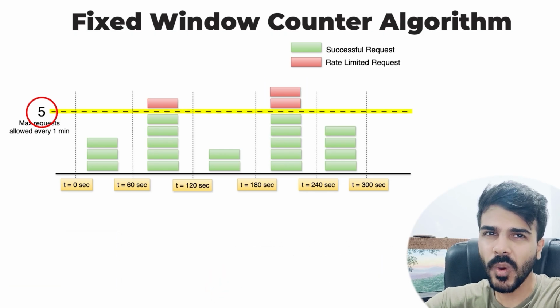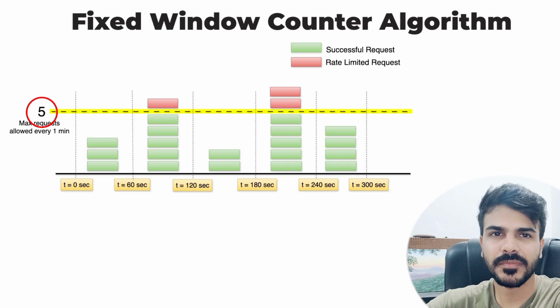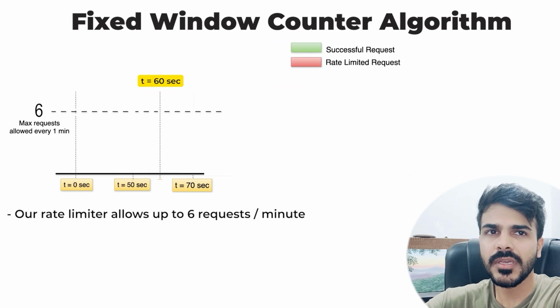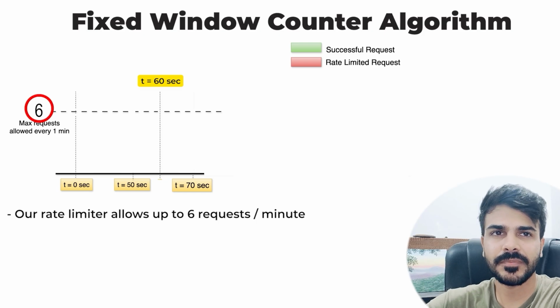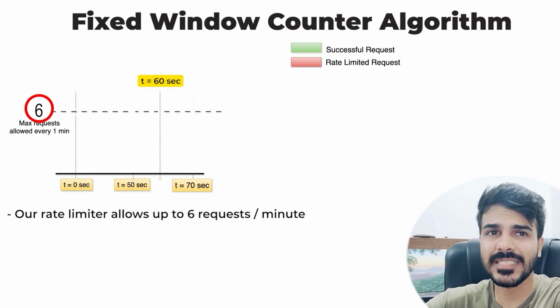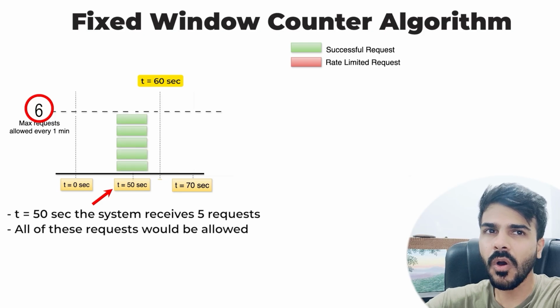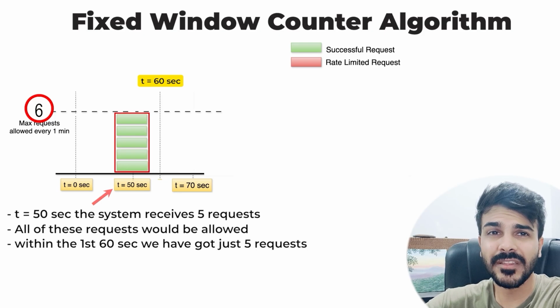Also, there is one fundamental problem with this algorithm if you notice very closely. I'll give an example so that you can understand better. Now let's say that our rate limiter, hypothetically, allows up to 6 requests per minute. So our fixed window counter algorithm has a limit of 6 requests every minute. Let's say at t equal to 50 seconds, the system receives 5 requests. Now, all of these requests would be allowed because within the first 60 seconds, we have got just 5 requests and 5 is less than our limit of 6.